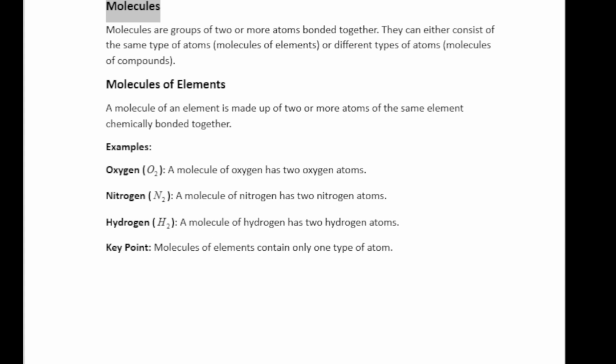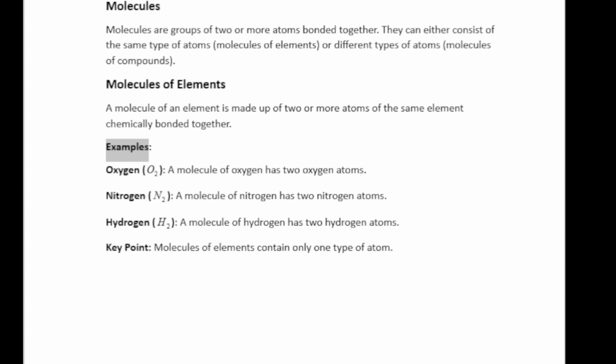Molecules. Molecules are groups of 2 or more atoms bonded together. They can either consist of the same type of atoms, molecules of elements, or different types of atoms, molecules of compounds. Molecules of elements. A molecule of an element is made up of 2 or more atoms of the same element chemically bonded together.